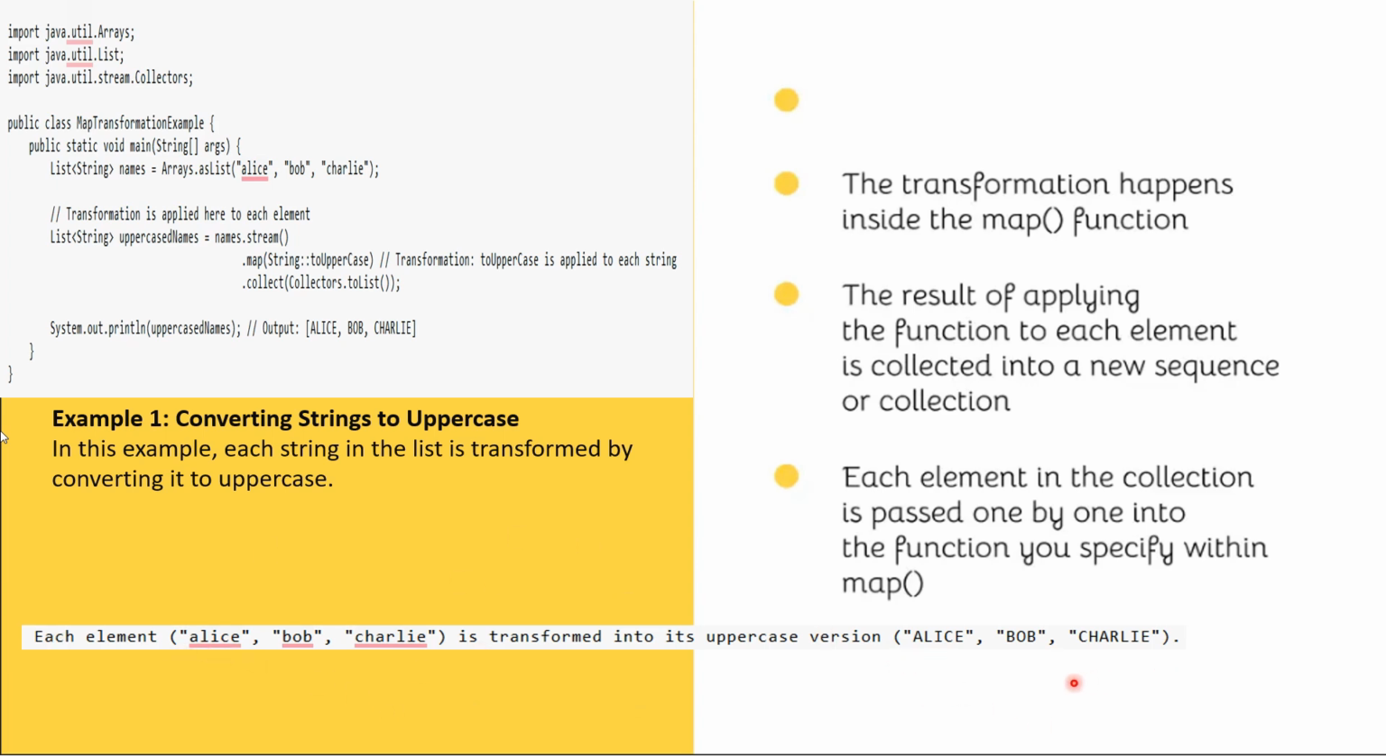All the names become uppercase. This program creates a list of names in lowercase, converts each name to uppercase using map, collects the uppercase names into a new list, and prints the result. This example demonstrates how map can be used to apply a transformation to each element in a list.